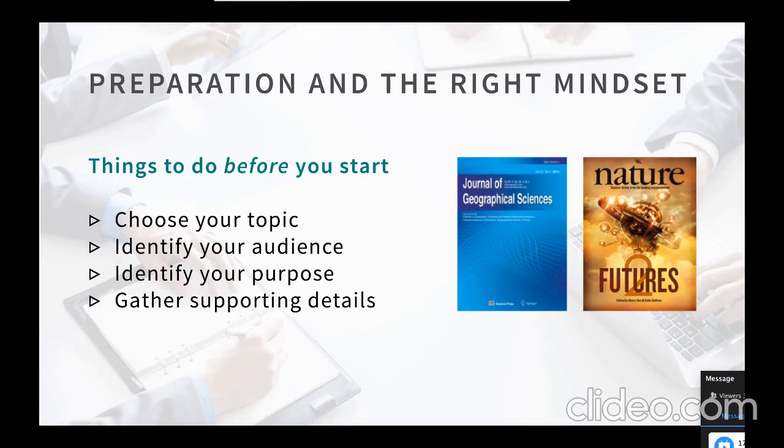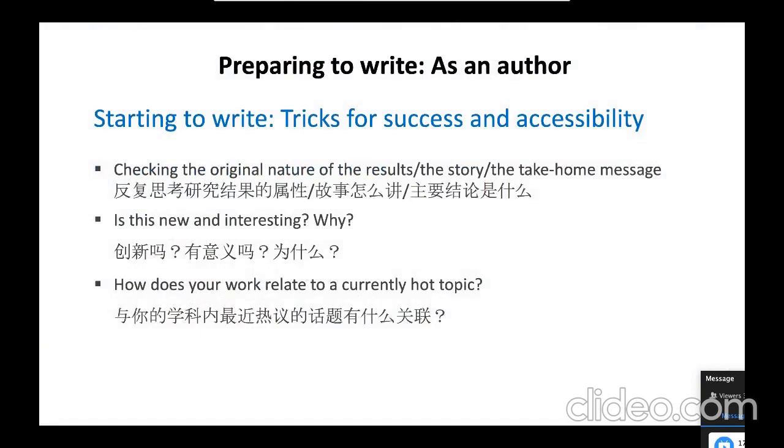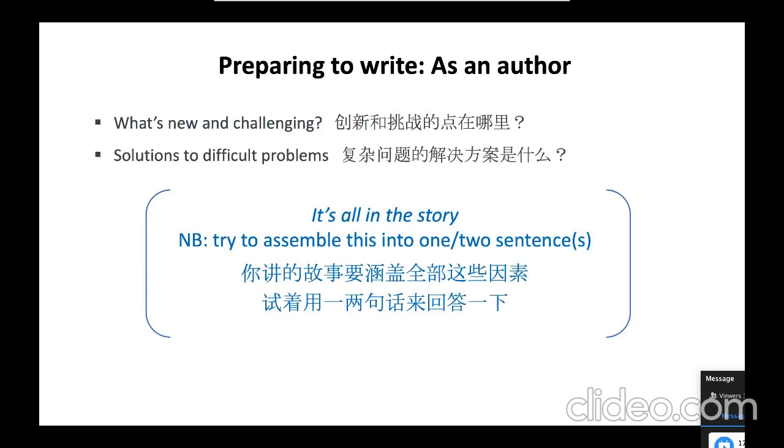So authors, message, audience, and structure. Choose your topic, identify your audience, identify that purpose, and gather those supporting details before starting to write. Most authors sit down and start hammering away on their computer keyboard before they have a plan, before they know the message, the audience, and the structure for the piece of academic writing. So preparing as an author, starting to write, here are some tricks for success and accessibility. And I've covered these points already, but here they are.